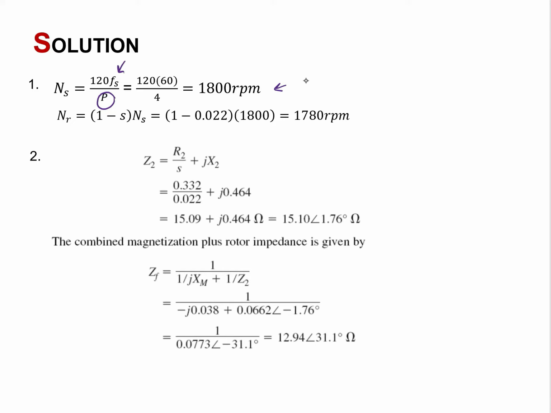Now, once we have the synchronous speed, we can find the speed of the motor by the relationship between it and the synchronous speed through the slip. Notice that I have used the normal value of the slip without the percentage. And in this case, we got the rotor speed as 1780 RPM. So this is number 1 done.